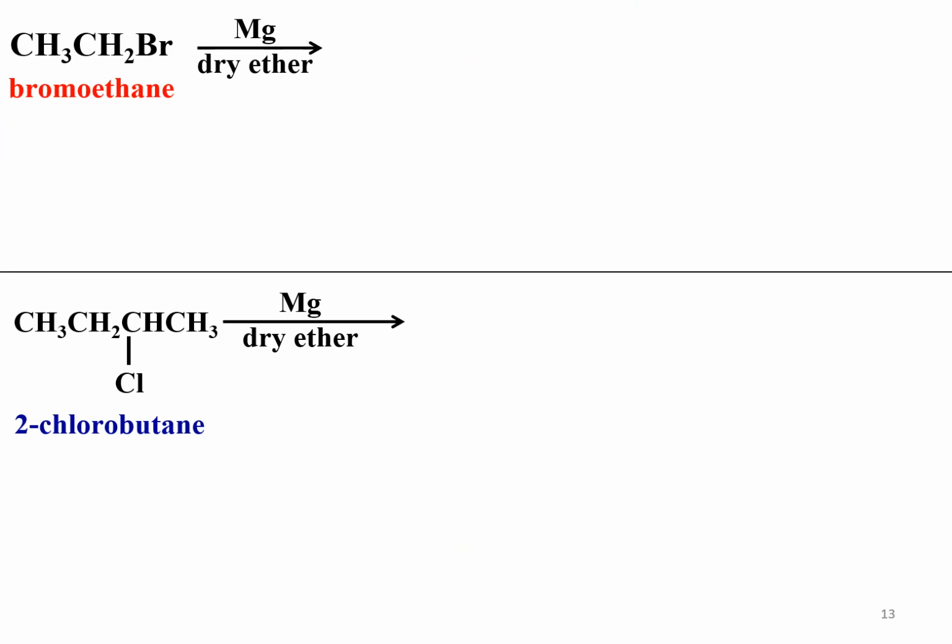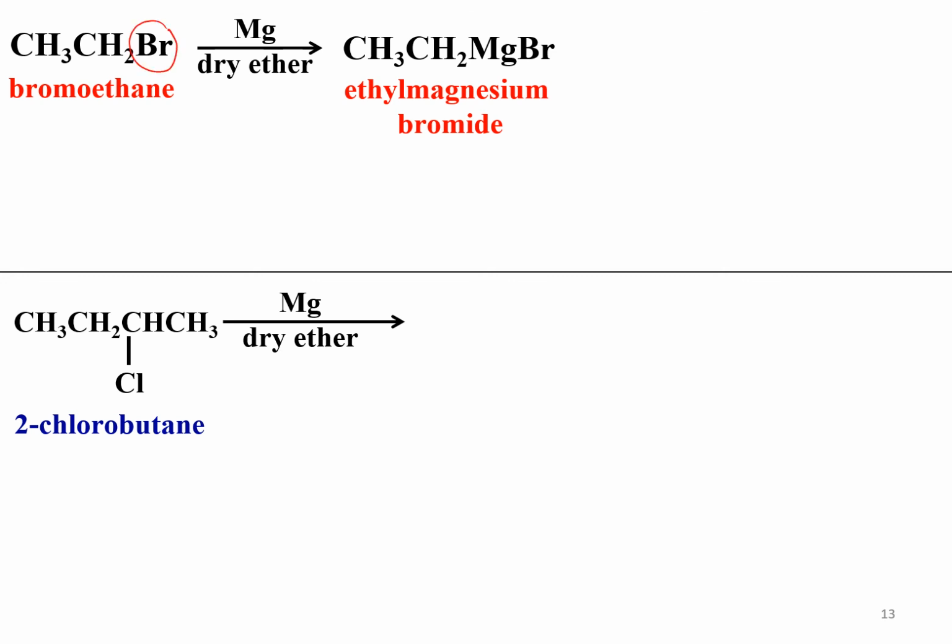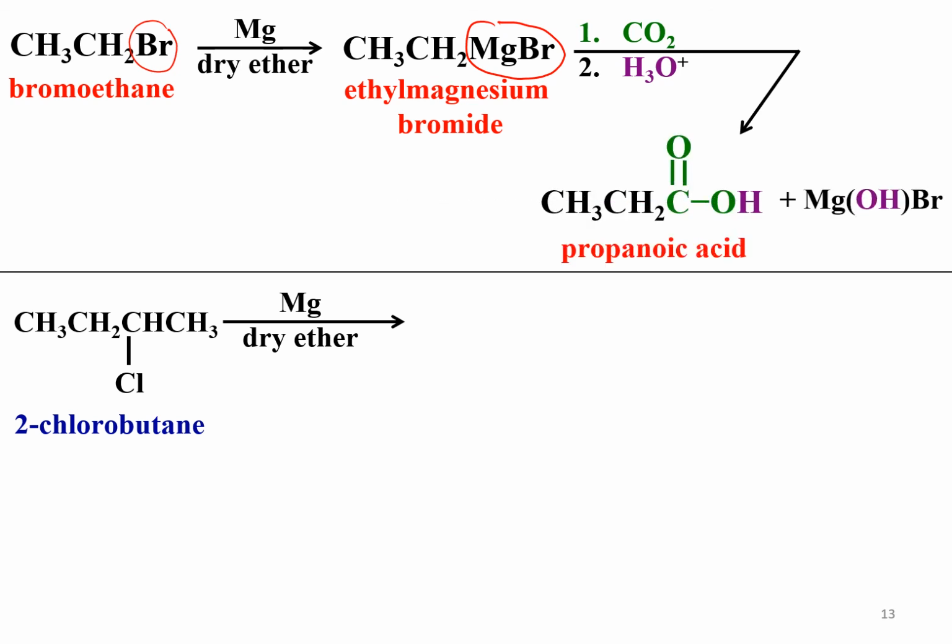Okay, now we look at the given example. The bromoethane, which is a haloalkane, reacts with Mg in dry ether. We get ethylmagnesium bromide, which is a Grignard reagent. So the Br will be converted to MgBr. So the Grignard reagent reacts with carbon dioxide in the first step, second step, acidic hydrolysis, you get propanoic acid, which is a carboxylic acid. So the MgBr will be converted to COOH. This is the byproduct.